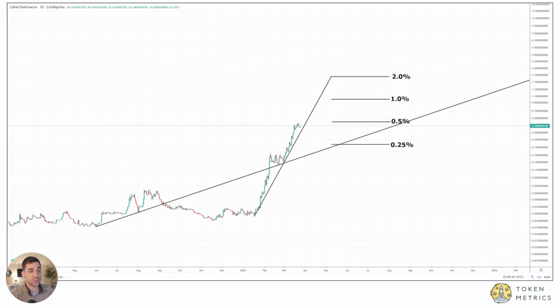So I'm not sure how much more juice this narrative has in it to push these other blockchains like Terra, which Luna is the native cryptocurrency on, up to 1% or 2% market dominance. Is it possible? Absolutely. But is it likely? I feel like the most likely scenario here is probably 0.5% or even 0.25% dominance for Luna this market cycle.